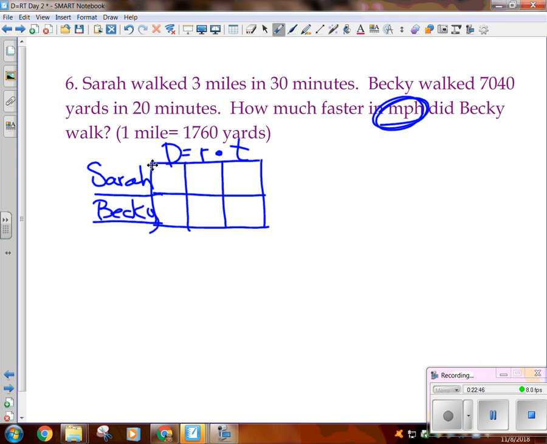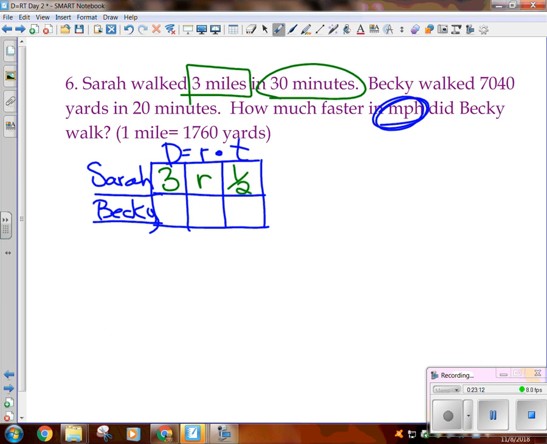What numbers do I fill in? I need miles and hours. Well, this one's easy. I already got 3 what? Miles. That's Sarah's distance. 30 minutes. What fraction of an hour? 1/2. This is R. Somebody probably could look at that and almost tell me what the rate's going to be. That should be 6. Nathan said it's going to be 6. Well, we'll see if he's right.